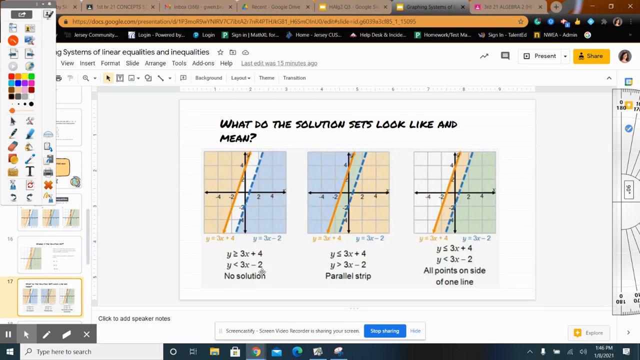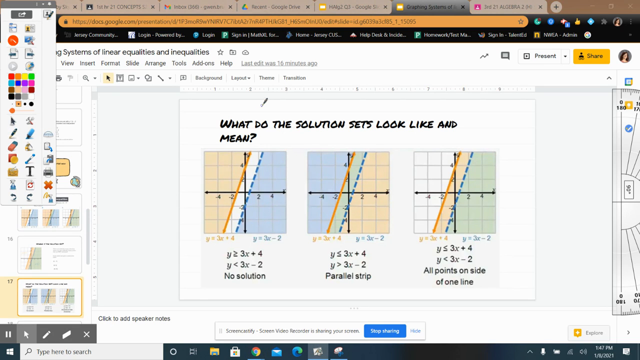So these are the ways that the different solution sets could look. You could have a case where you're above one line and below the other and they don't interact at all, and we're going to call that no solution. If it's above the blue graph and under the orange, then they would just have this parallel strip in common right in the middle, or potentially just on one side of one line.